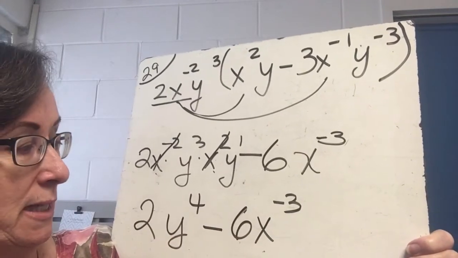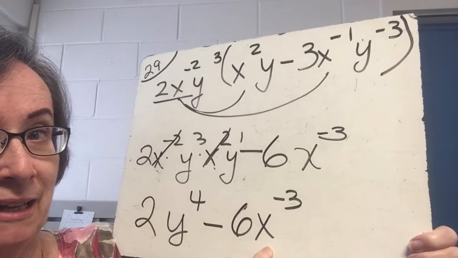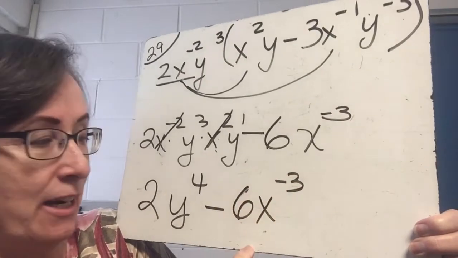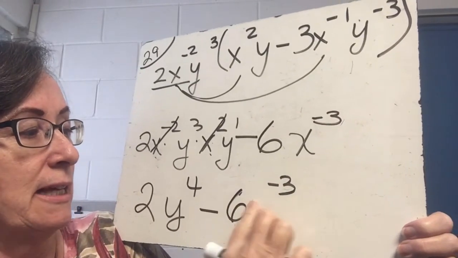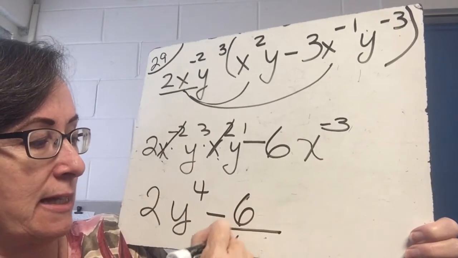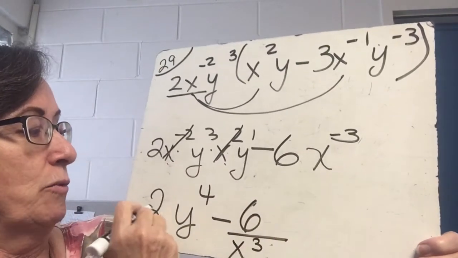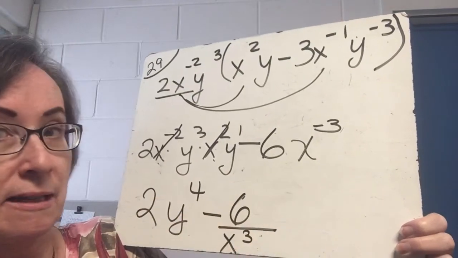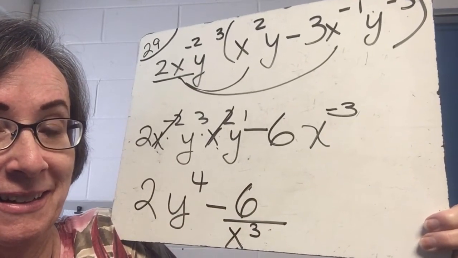And if I wanted to, I could write that x to the negative 3 downstairs. So what if I just did this? What if I just said minus 6 over x to the third? So 2y to the fourth minus 6 over x to the third.